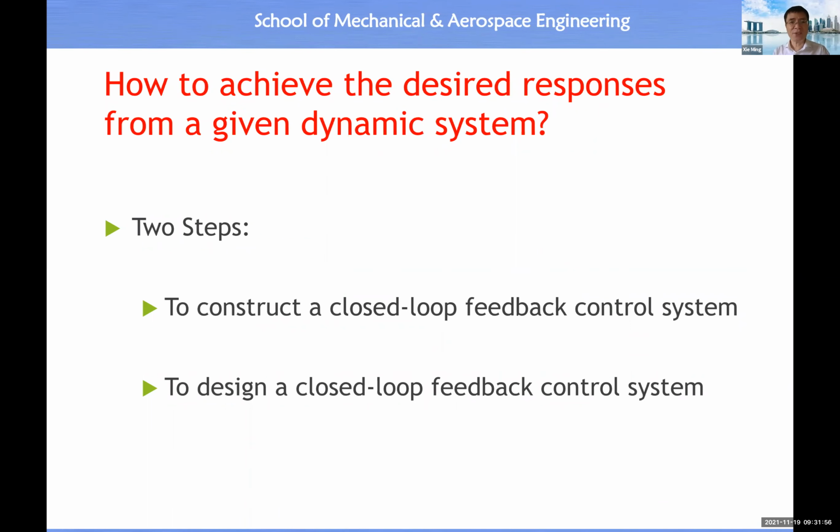Then the next question: if my actual robot does not meet the desired response, what should I do? The answer is to apply knowledge from control theory. The first thing to do is to apply this magic feedback control loop, or negative feedback control loop.